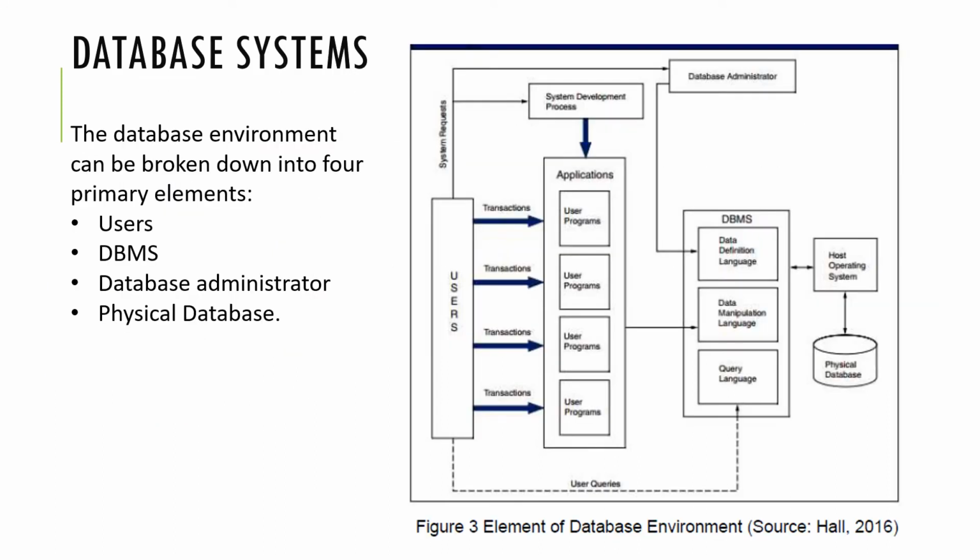In a database environment, it can be broken into 4 primary elements. So we have the users, no? Different users: accounting, finance, HR, every department can be users. We have the DBMS, the database management system, the user interface of the system. We have several DBMS today, the Visual Fox Pro, Visual Basic, SQL, so they are programmed, no, to manage the application, the user interface, the back end of the system. We have also the database administrator, usually the IT, no? And the physical database. This is the UI, our user interface. So, the DBMS and the host, and we have the physical database.